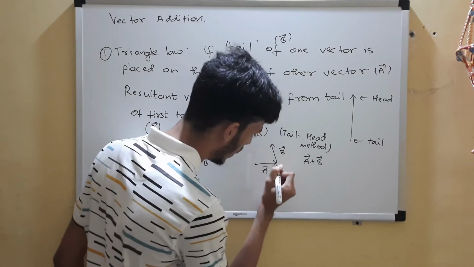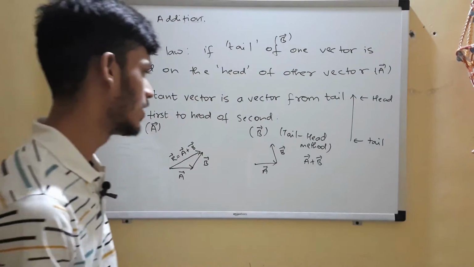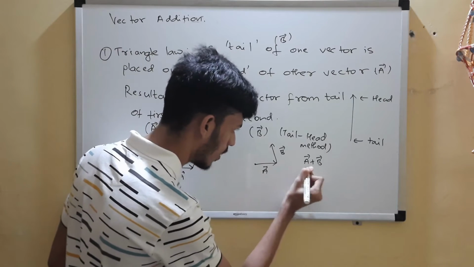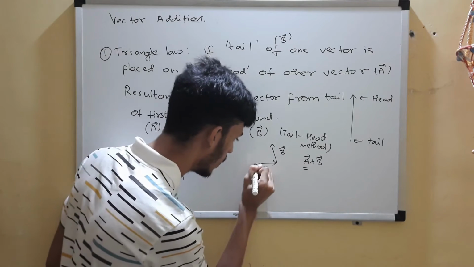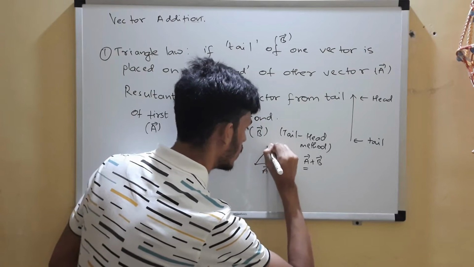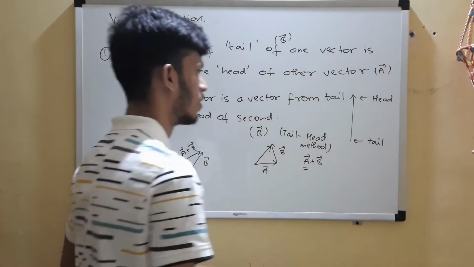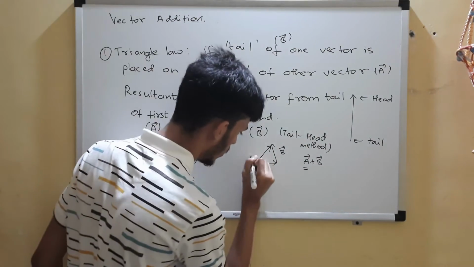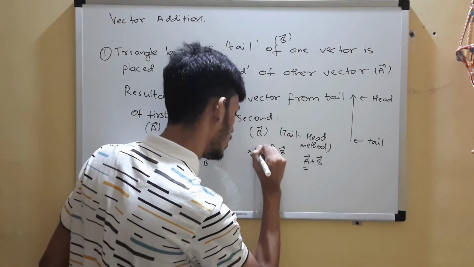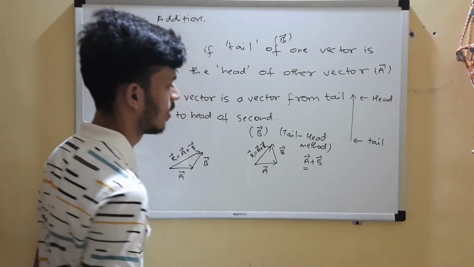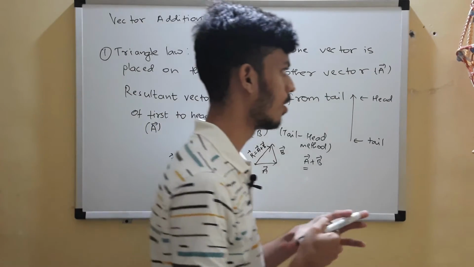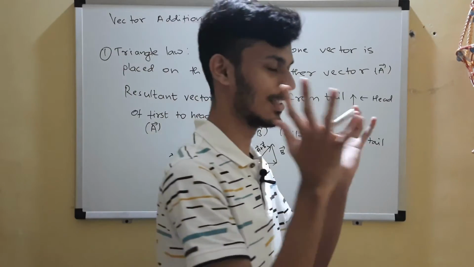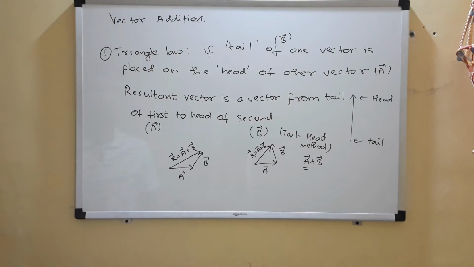So tail of B is on the head of A. Yes, condition satisfied. So the resultant vector will be the vector from the tail of A to the head of B. So tail at the first vector and head towards the second vector. So this is the resultant, this R vector is A vector plus B vector. So that is the logic behind the triangle law. It's a bit confusing, I know, but you can note it down as of now.